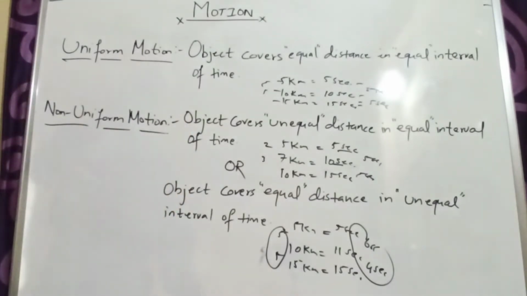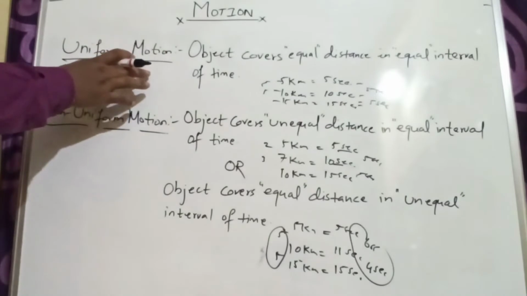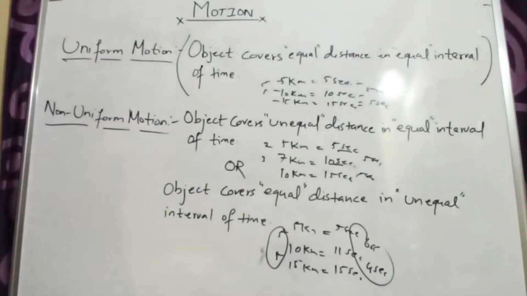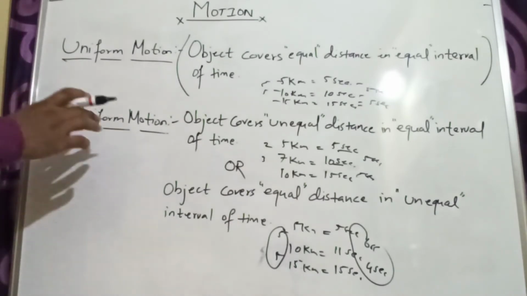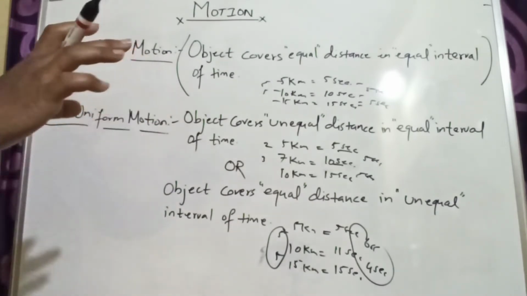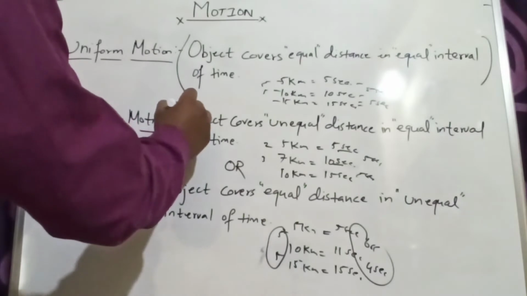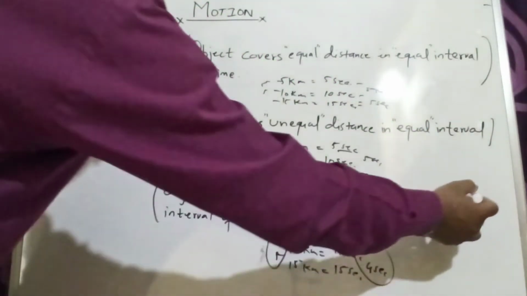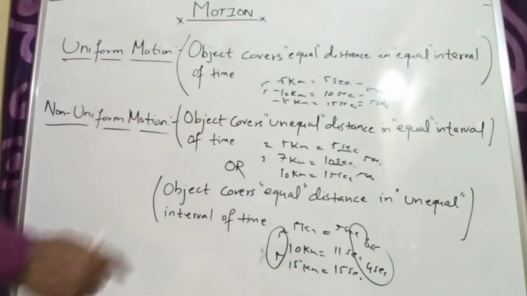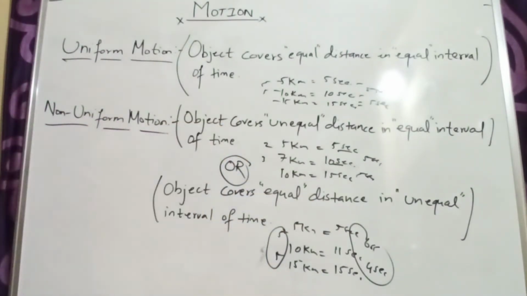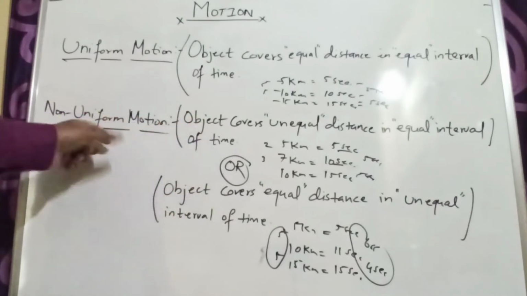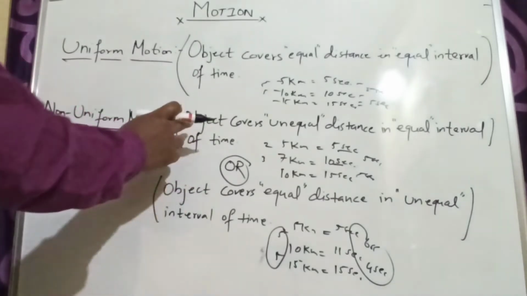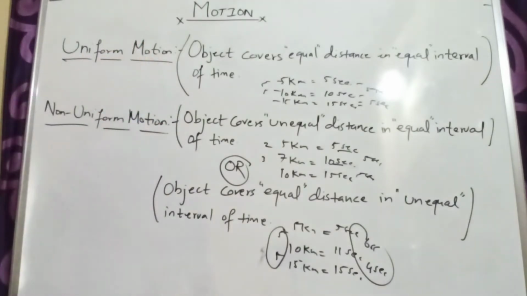One thing you have to keep in mind: while writing the definition of uniform motion, this statement is complete. But when you are asked to write the definition of non-uniform motion in class 9th, you have to write both definitions, putting 'or' between them, because these two statements complete the non-uniform motion. If you write only a single definition, it is an incomplete answer. Clear?